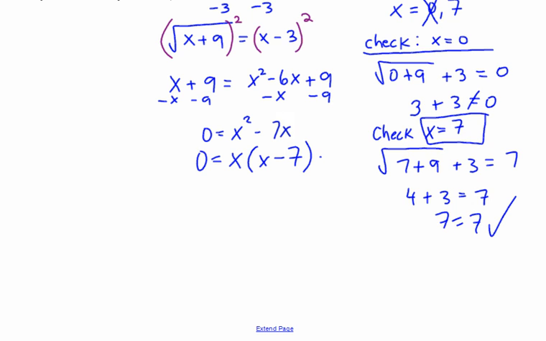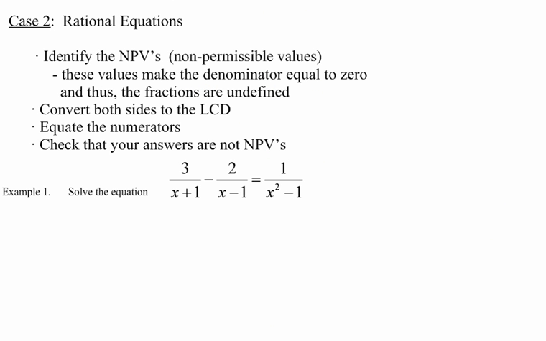All right, next page. Rational expressions. Solving rational expressions. Ready to do this one? So we identify the MPVs. Convert both sides to lowest common denominator. Equate the numerators. You might have solved it a little bit different, but we'll go through it.